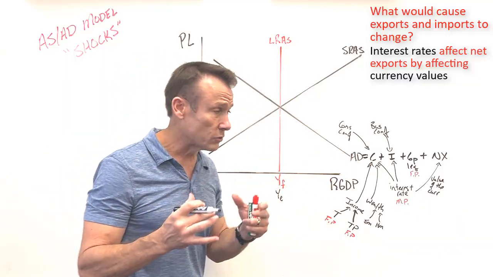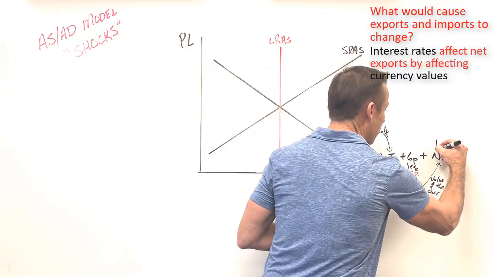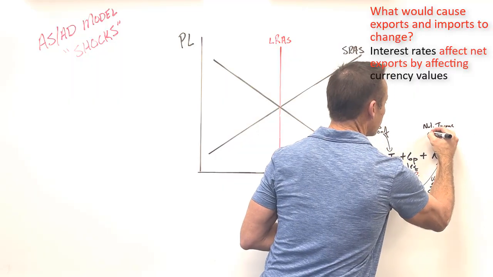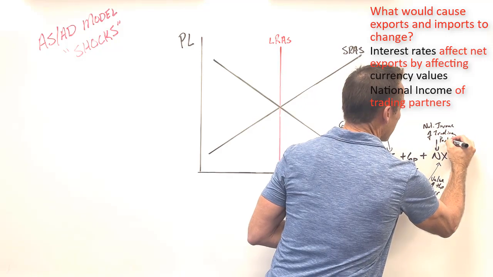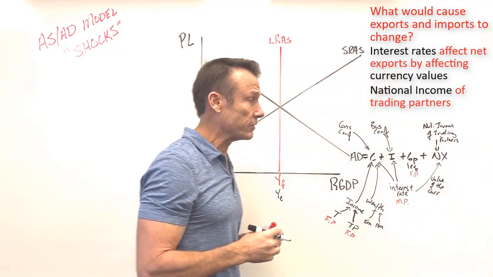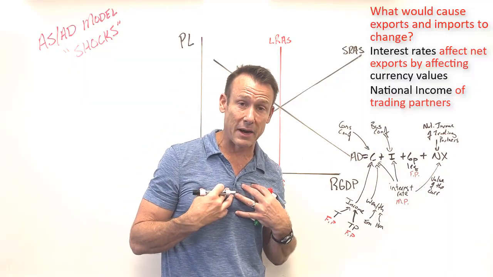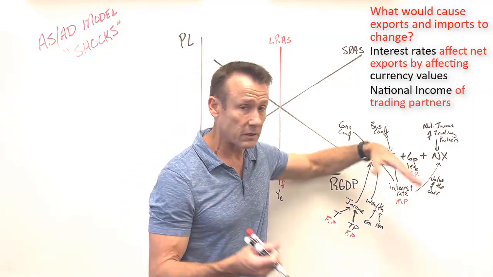The other thing I want students to think about, besides the interest rates and the value of the currency, is the national income of trading partners, okay? And there's, again, a lot of ways we could say this, just the national income of other countries, okay? That's all I'm saying, because it's other countries that buy our exports, so this is very important. So what's going on with the national income of other countries?